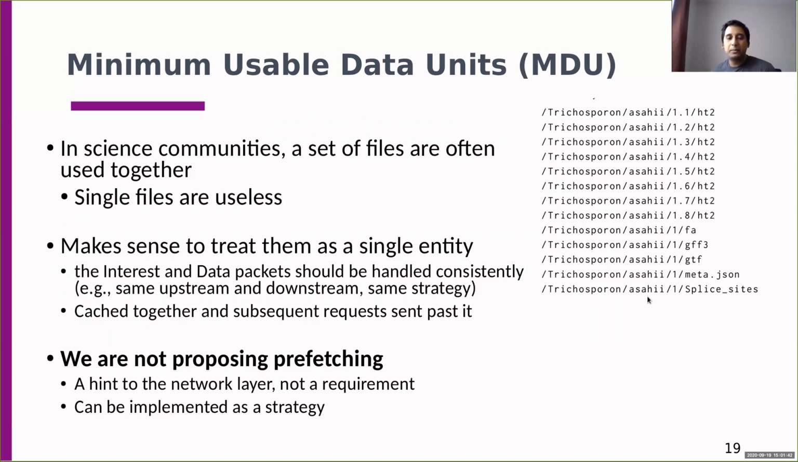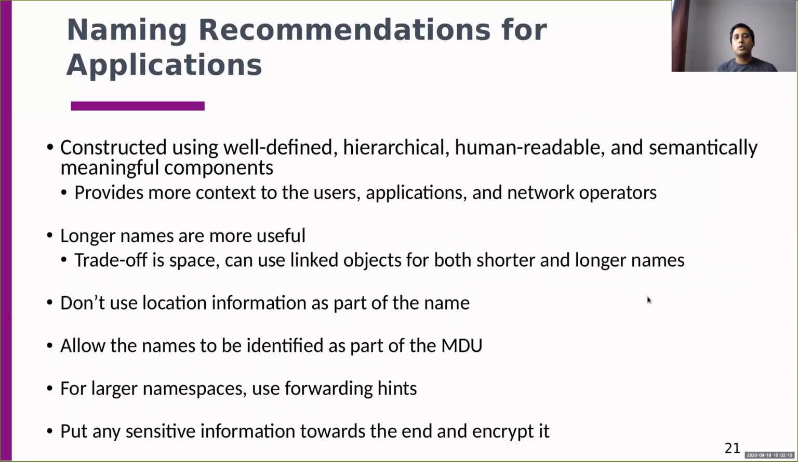How this should be implemented is a research question. It can be implemented as a strategy. What kind of handling makes sense? We don't know the answers to those. Hopefully in future work, we will be able to address that. Going back to our initial goal, that if another scientific community wants to come in tomorrow and use NDN, how should they name their data? So here are a few pointers.